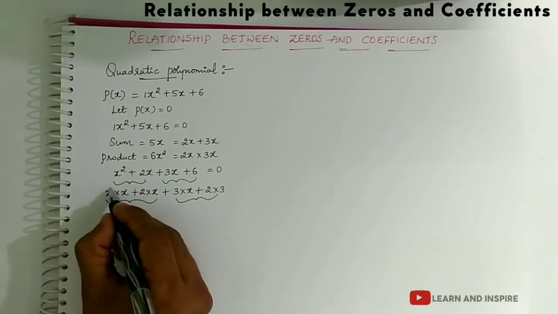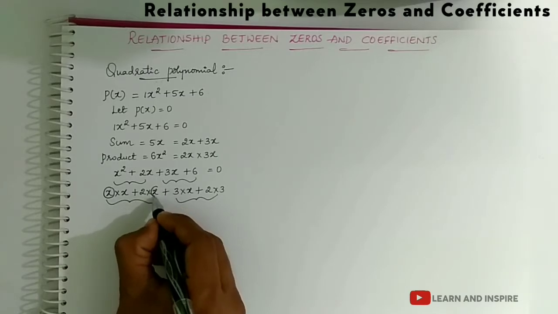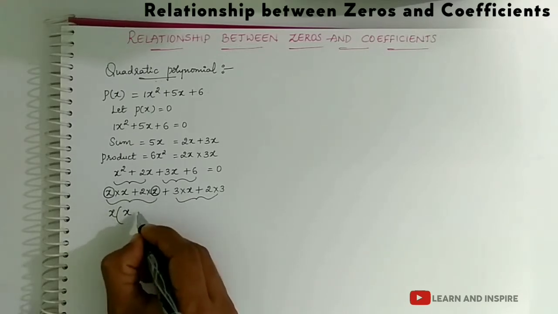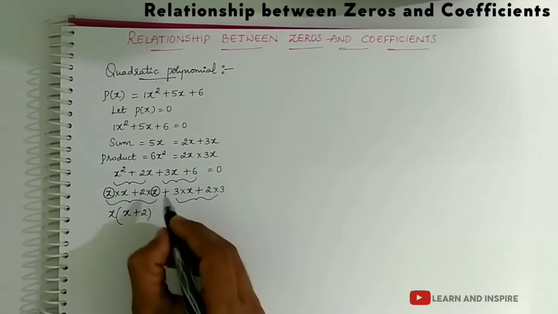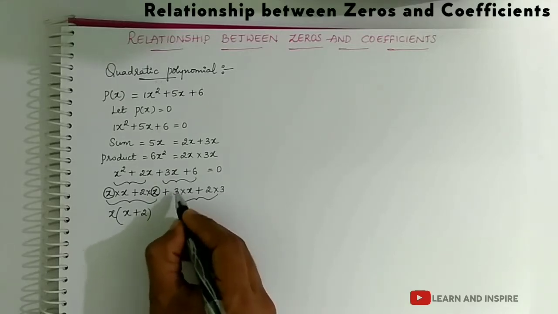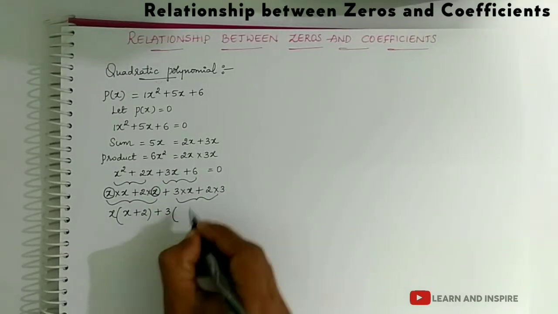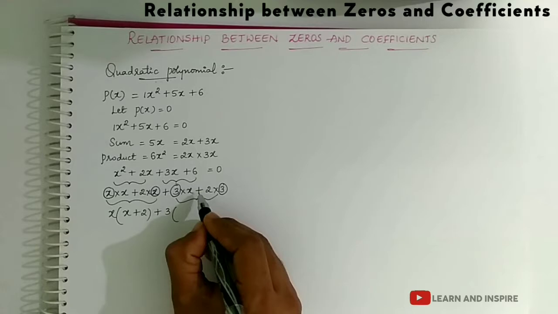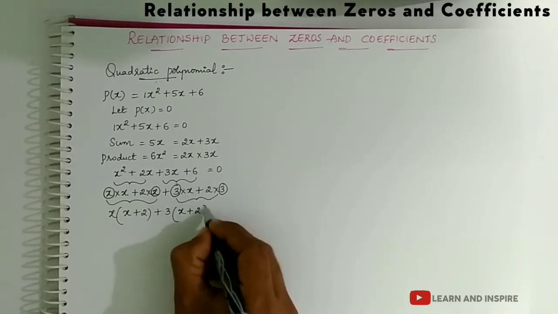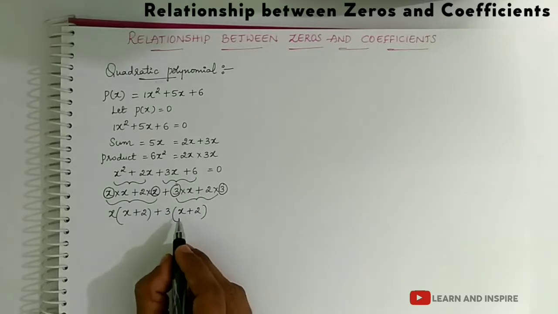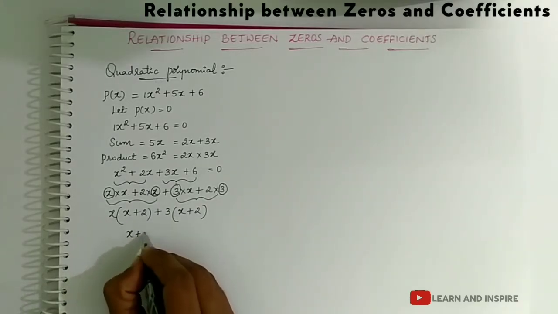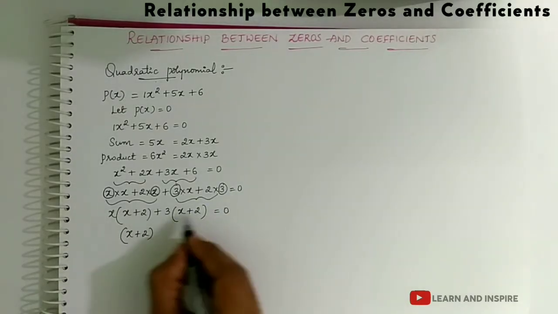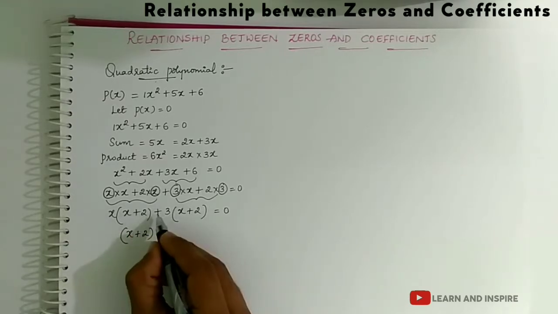Now what is common in the first group? x is common. So I take x common, and what is left? x plus 2. Now in the second group, what is common? Plus 3 is common. So I write plus 3, and what is left? x plus 2. Now from these two, what is common? x plus 2 is common. So I write equal to 0. x plus 2 is common, and what is left? x plus 3.